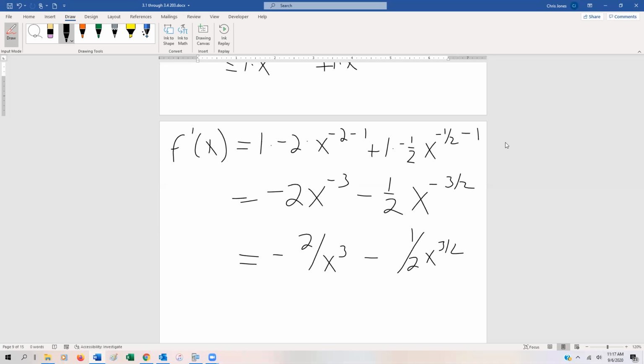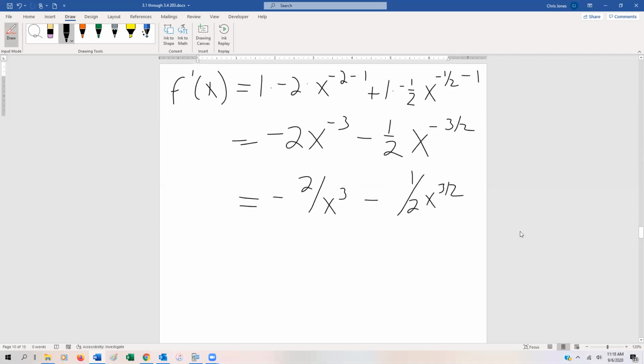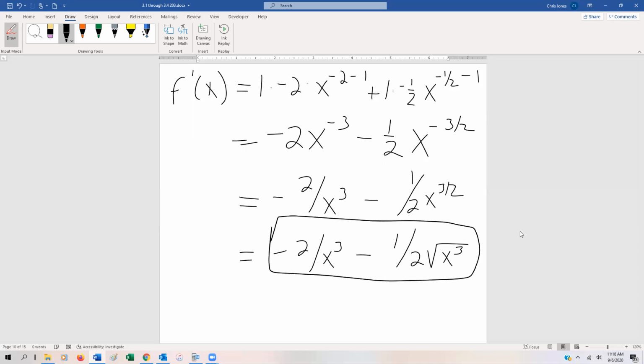Okay, so this is all just algebra at this point. And then finally, the last thing we can do is the 3/2 power. We can turn that back into a square root function. So the final answer that we should try to write this in is negative 2 over x cubed minus 1 over 2 square roots of x cubed. Notice that the 2 becomes the square root, and then the 3 just kind of stays as an exponent. All right, so that's our derivative of that function.